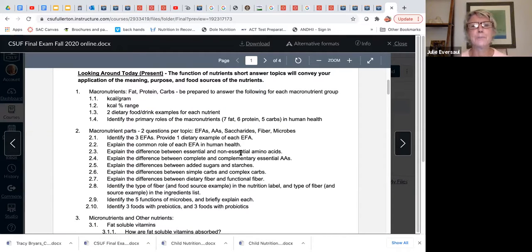What is the difference between essential and non-essential amino acids, folks? I just thought of a different one instead of the common role of EFA, which would be the difference between ALA, the 2 different types of omega-3. Okay, ignore me. It's done. I won't add anything. I promise that. I will not add next semester.